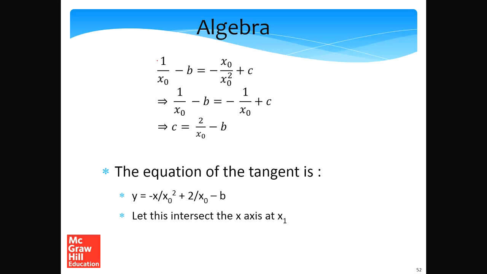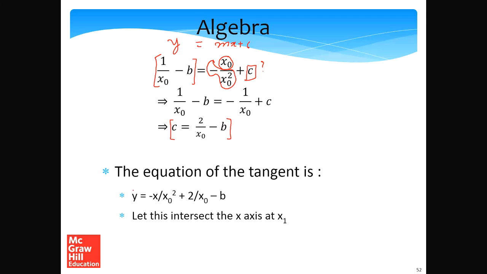So once we do that, what we see is y = mx + c. At x0, this is the value of y, 1/x0 - b. For mx, this part, m was -1/x0², and at x0 the value of x is x0, of course, plus c, which is the constant whose value we want to find out. So we'll do a little bit more algebra, and the last stage will tell us that c is equal to 2/x0 - b.